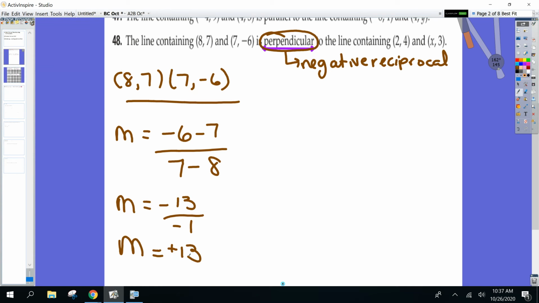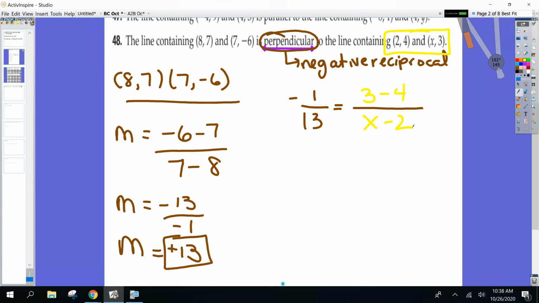All right, now, last problem, I kept 13 because the lines were parallel, so the slopes are equal. But now that the lines are perpendicular, the slopes are negative reciprocals. So I need to take 13, flip it, and change the sign. That's its negative reciprocal, negative 1/13. Then I set it equal to the slope formula for the other 2 points up here. 3 minus 4 over x minus 2.